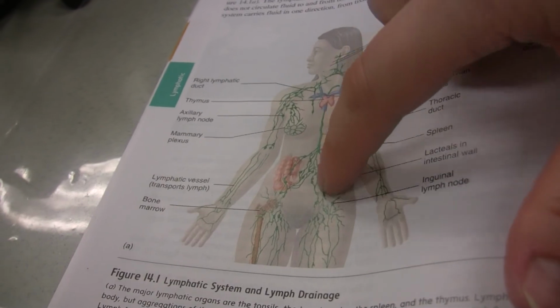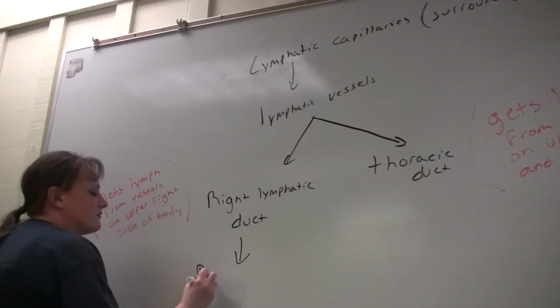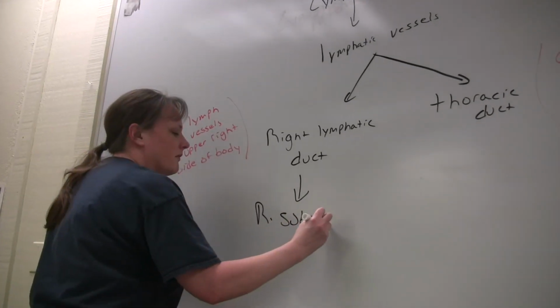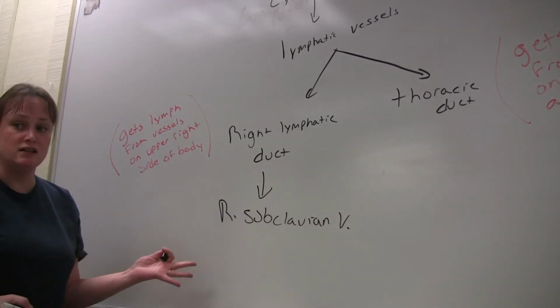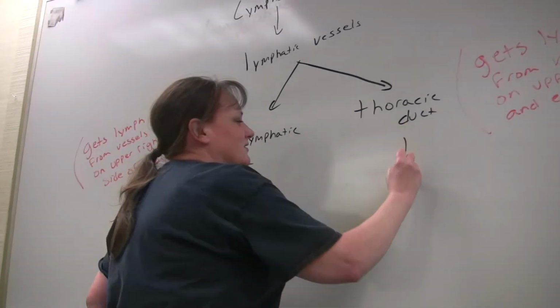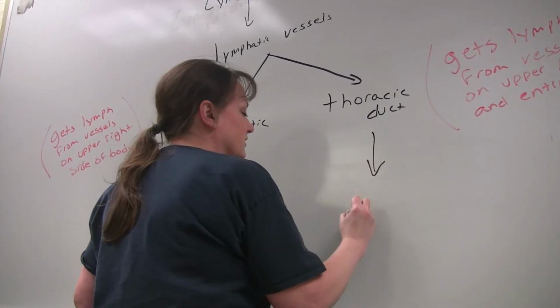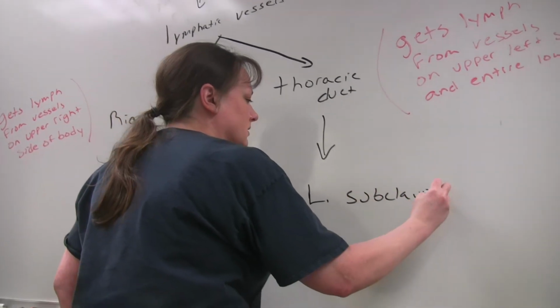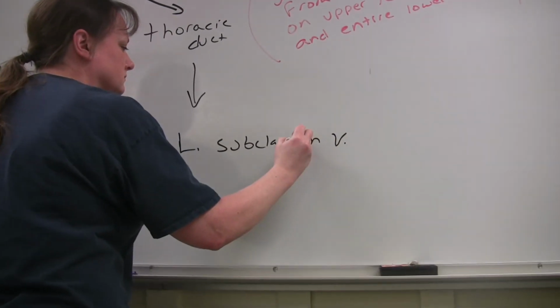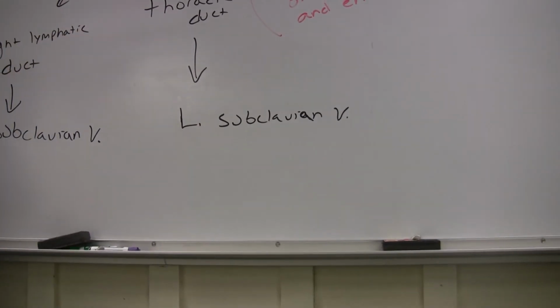All right, now the right lymphatic duct will take the fluid right into the right subclavian vein. Notice how I abbreviate. The thoracic duct will take that lymph fluid and put it into the left subclavian vein. And that's it. That's the flow of lymph.